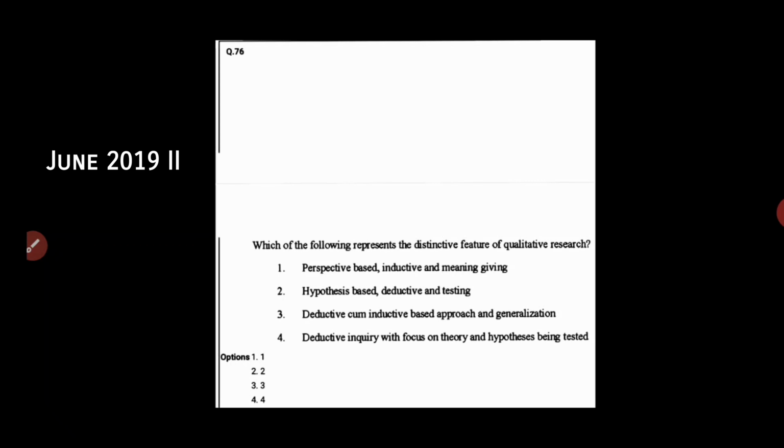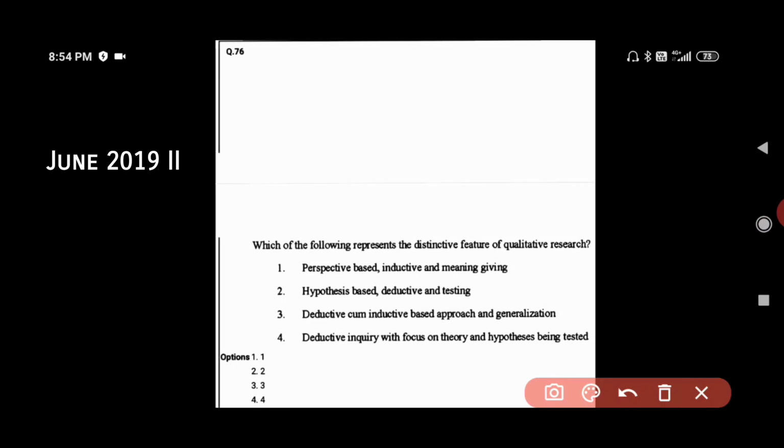Which of the following represents the distinctive feature of qualitative research? Perspective-based, inductive and meaning-giving; hypothesis-based, deductive and testing; inductive-based approach and generalization; deductive inquiry with focus on theory and hypothesis being tested. The answer is number 1, perspective-based and inductive and meaning-giving.